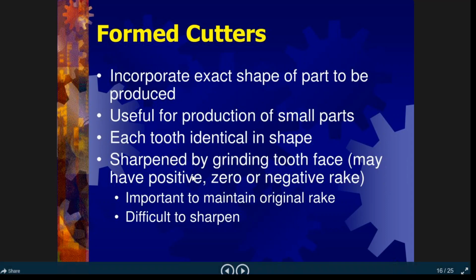Important to maintain original profile, difficult to sharpen. That is one of the drawbacks of these formed cutters, because we are manufacturing the cutter based on the required shape. So when you want to sharpen the cutting edges again, that will change the profile or the shape of the cutter, so it is not possible.